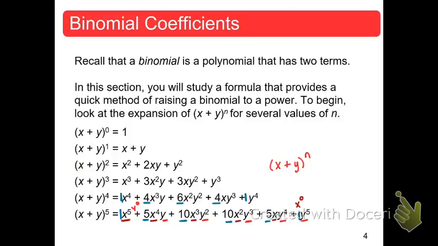Also, something else to watch for is that the exponents in each term add up to the exponent in the problem. So on this last row again, my exponent was a 5. Your first term has just a 5. In the second term, you have a 4 and a 1, and 4 plus 1 is 5. In the next term, you have a 3 and a 2. 3 plus 2 is 5. Next one, you have a 2 and a 3. 2 plus 3 is 5. The next one, you have a 1 and a 4. 1 plus 4 is 5. And in the last one, you have a 5. So they'll always add up to be whatever the exponent is.